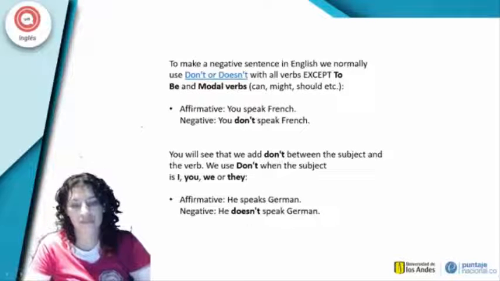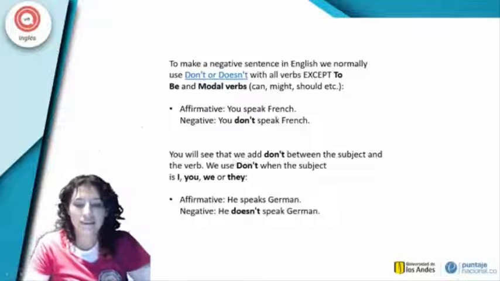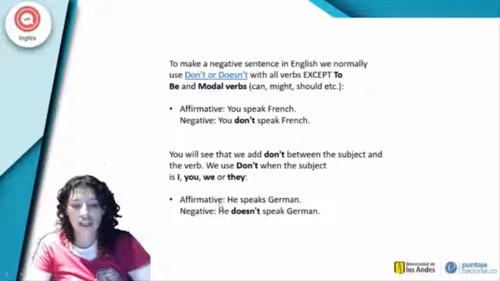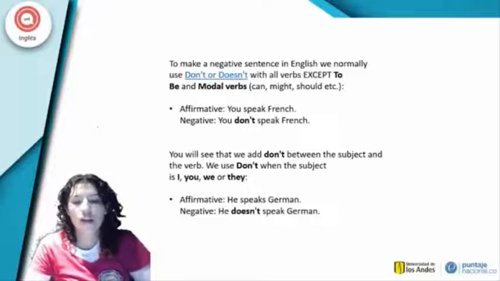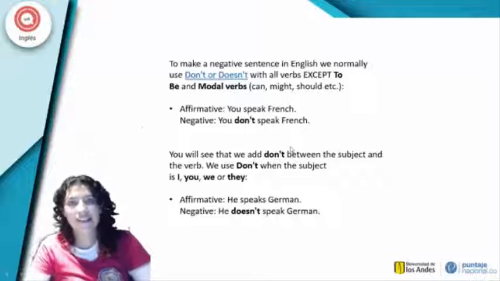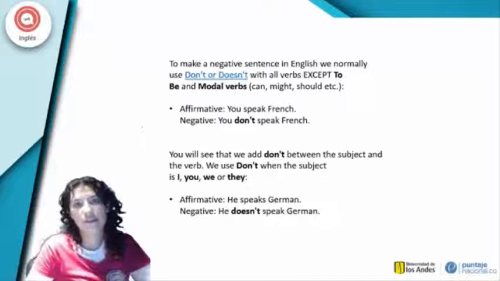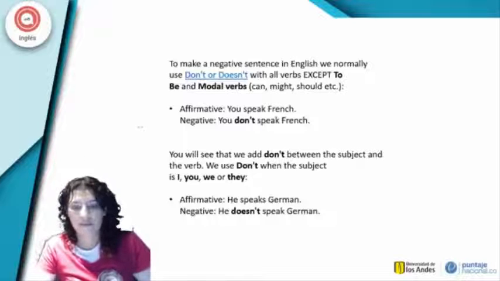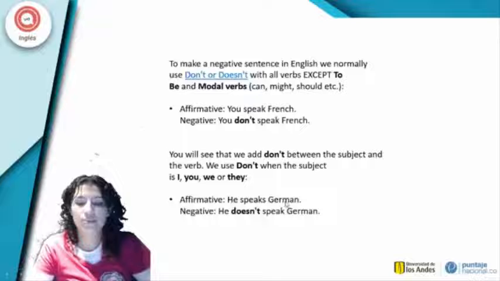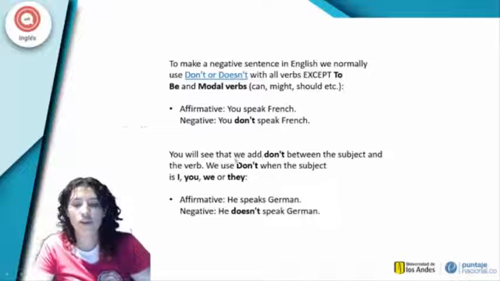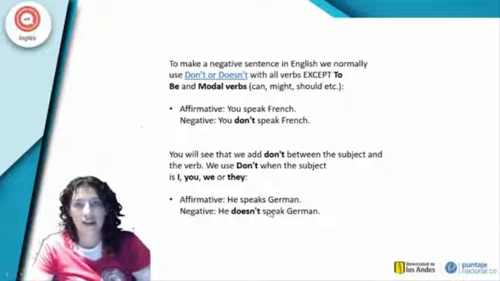Aquí en negación don't. You will see that we add don't between the subject and the verb. We use don't when the subject is I, you, we, or they. But when we have he, she, or it that are the third person, we use doesn't, okay? Just don't or doesn't. It's the same that with all the verbs, that for the third person are conjugated in a different way, okay? So for the affirmative, we have he speaks German, and for the negative, he doesn't speak German. Just try to remember that we use don't for I, you, we, and they, and that we use doesn't for the third person, that is he, she, and it.